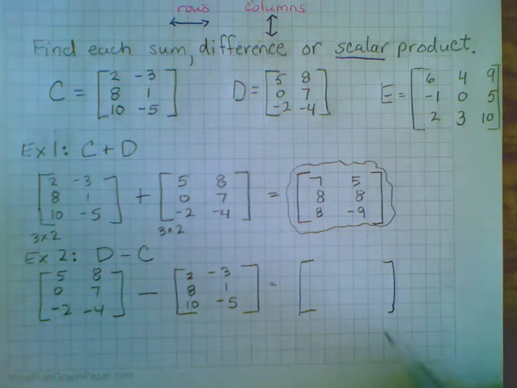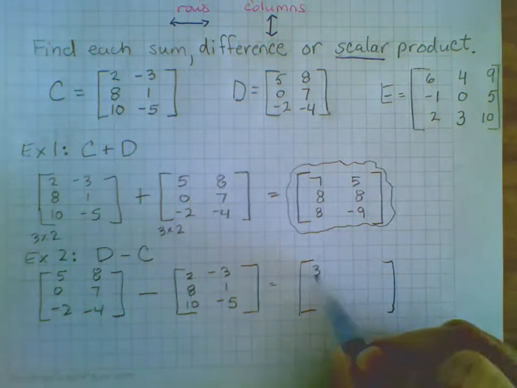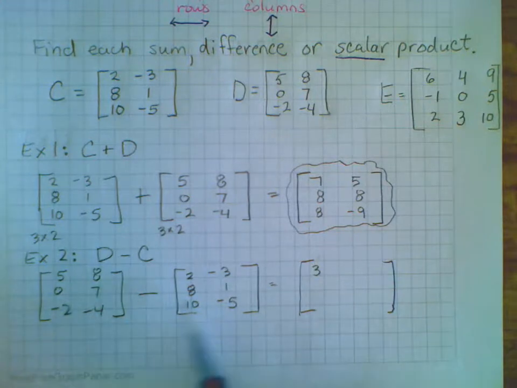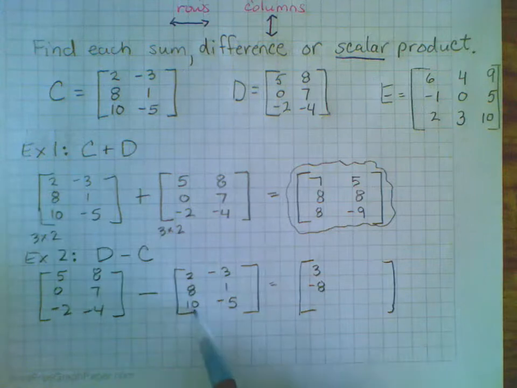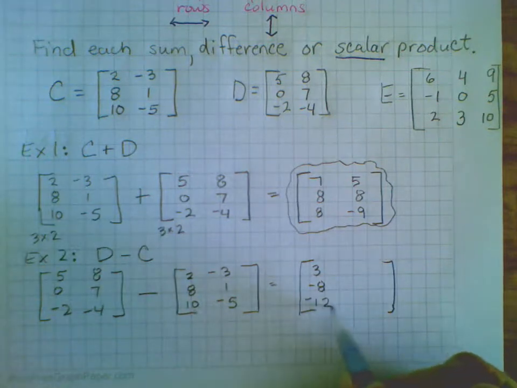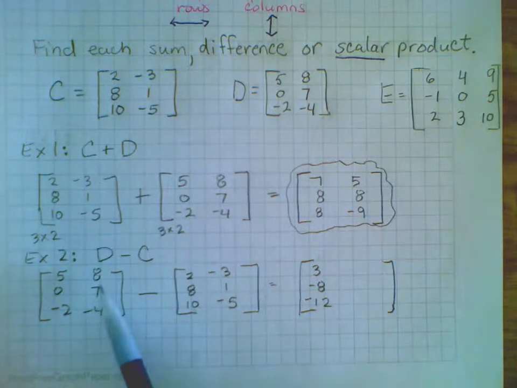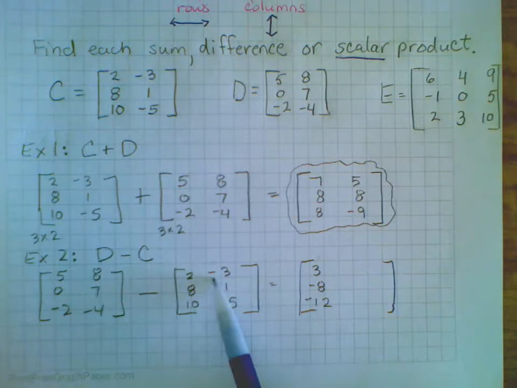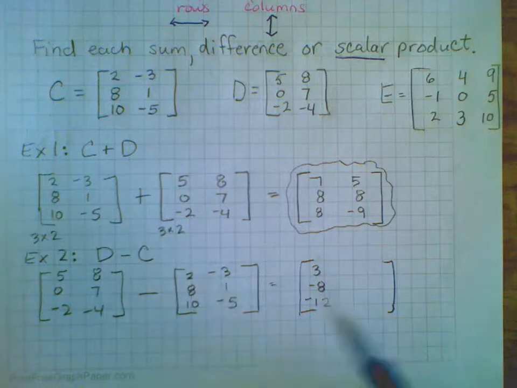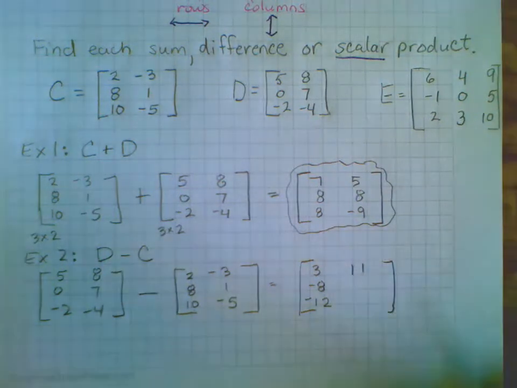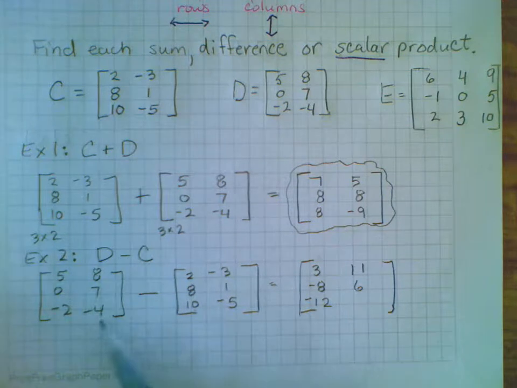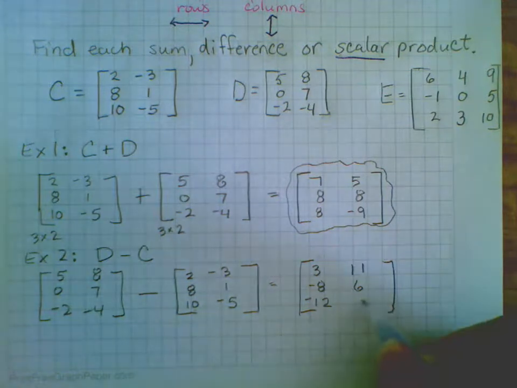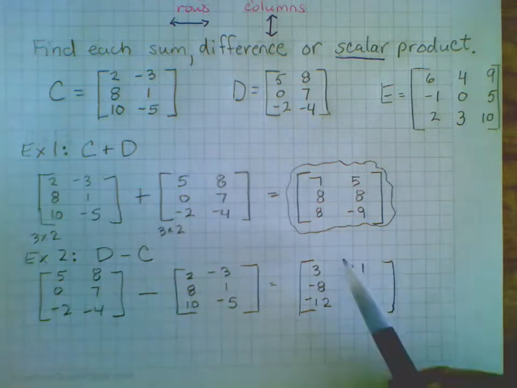So 5 minus 2, that's going to be 3. 0 minus 8 is going to be negative 8. And negative 2 minus 10 is going to be negative 12. And I'm going to do it for the second column. 8 minus a negative 3 is actually 8 plus 3, which is 11. 7 minus 1, which is 6. And negative 4 minus a negative 5, so that would be negative 4 plus 5, which is 1. And that would be my answer matrix.